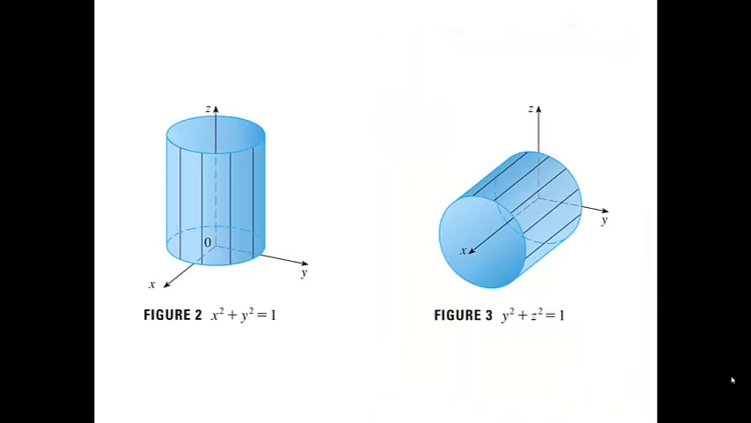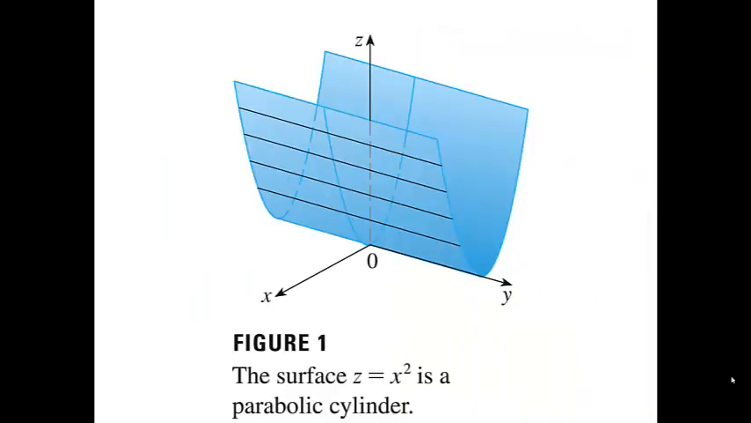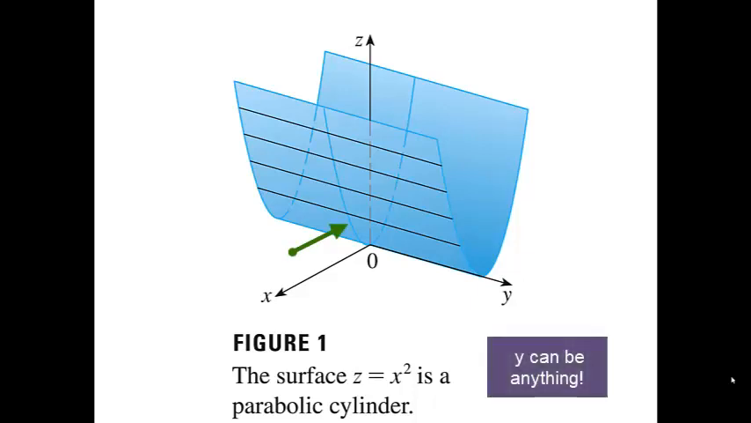Another example of this idea would be the surface z equals x squared. In the xz plane, we'll have a nice parabola that's familiar to us. But because there are no restrictions on the variable y, y can be anything. So this parabola is going to extend in both directions indefinitely.